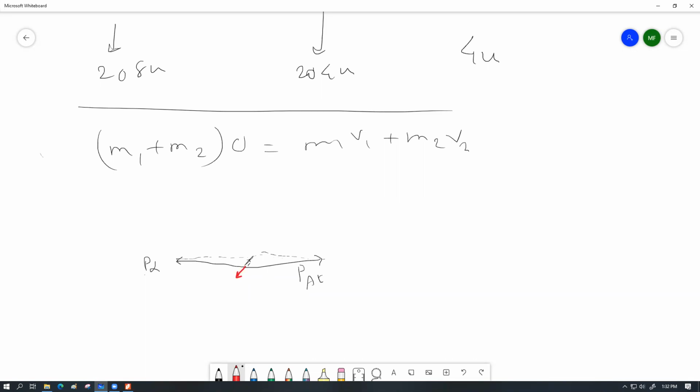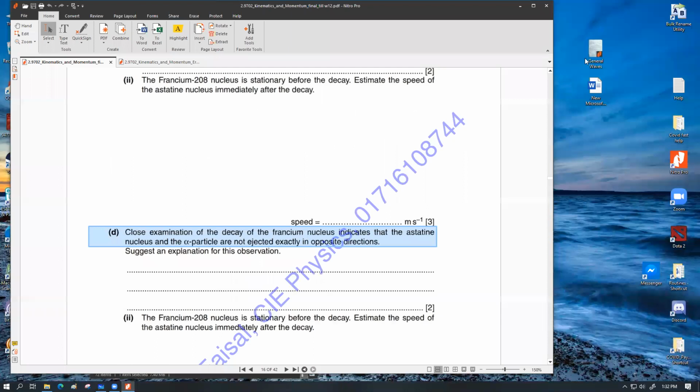Do I make sense? You don't have to essentially know this historical background. I'm giving you some historical background so that it's easier for you to remember, because stories work with our brain pretty well. So close examination of the decay of the parent nucleus indicates that the daughter nucleus and the alpha particle are not ejected exactly in opposite directions. What do you think would be an explanation for this observation? There must be a second particle involved.